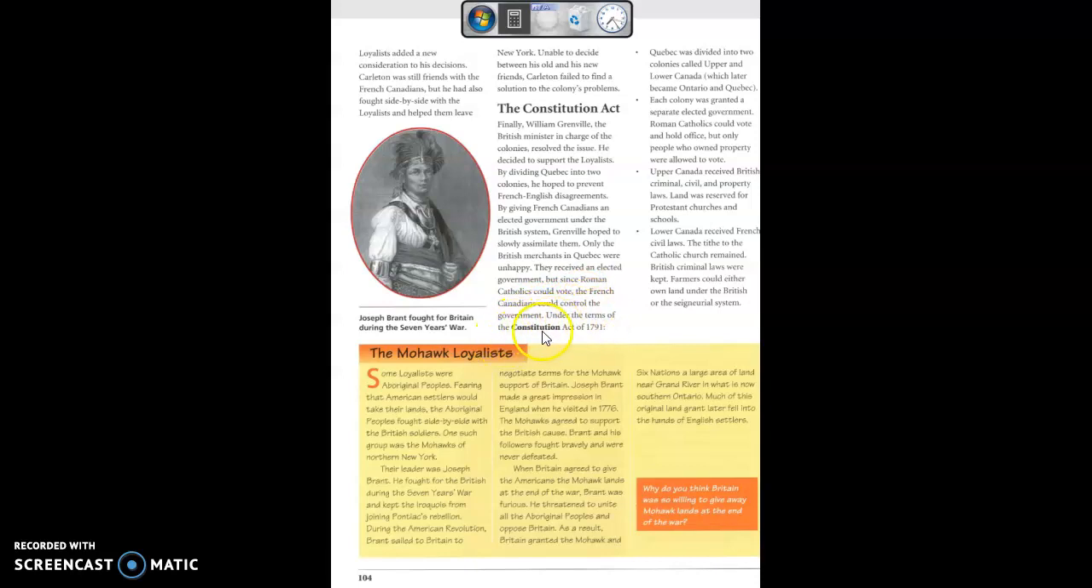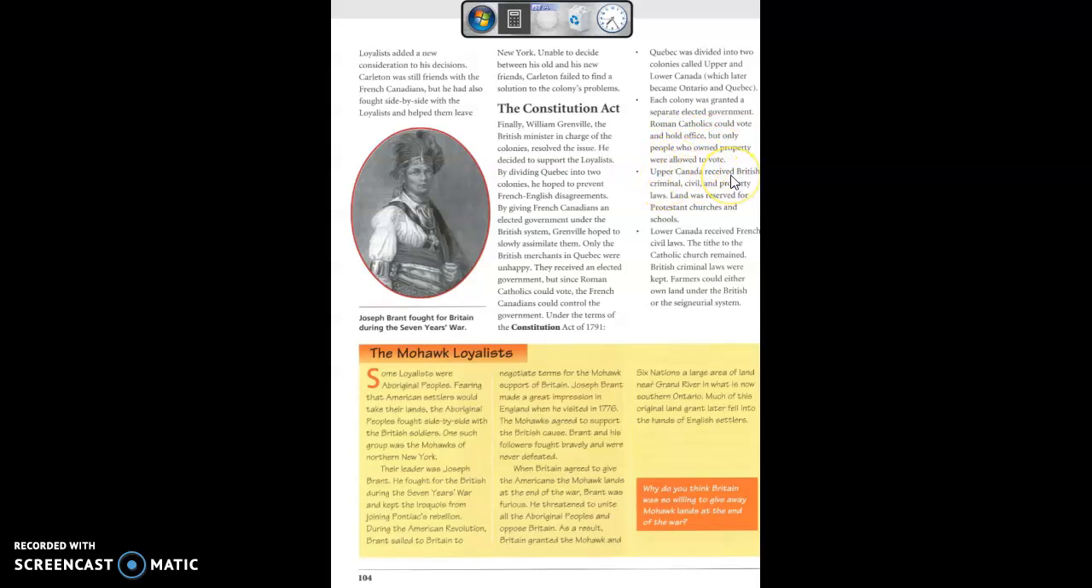Under the terms of the Constitution Act of 1791, Quebec was divided into two colonies called Upper and Lower Canada, which later became Ontario and Quebec. Each colony was granted a separate elected government. Roman Catholics could vote and hold office, but only people who owned property were allowed to vote.